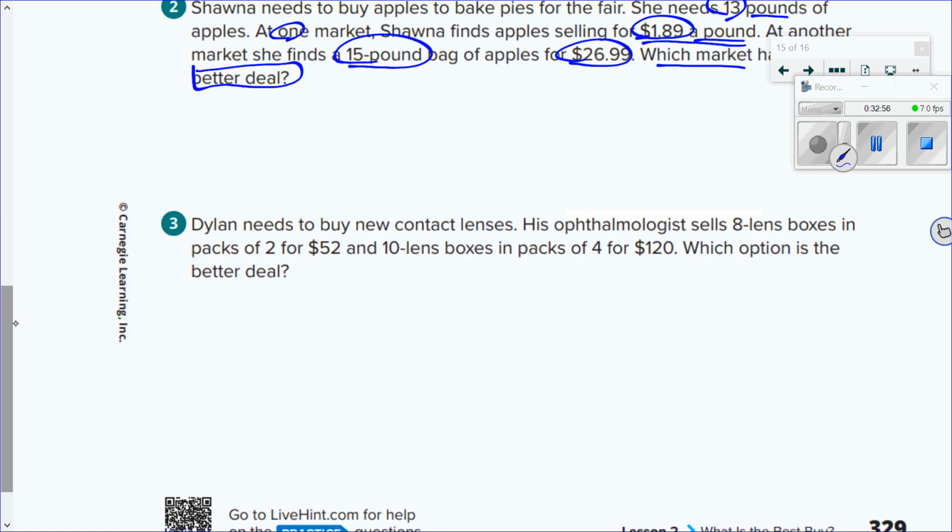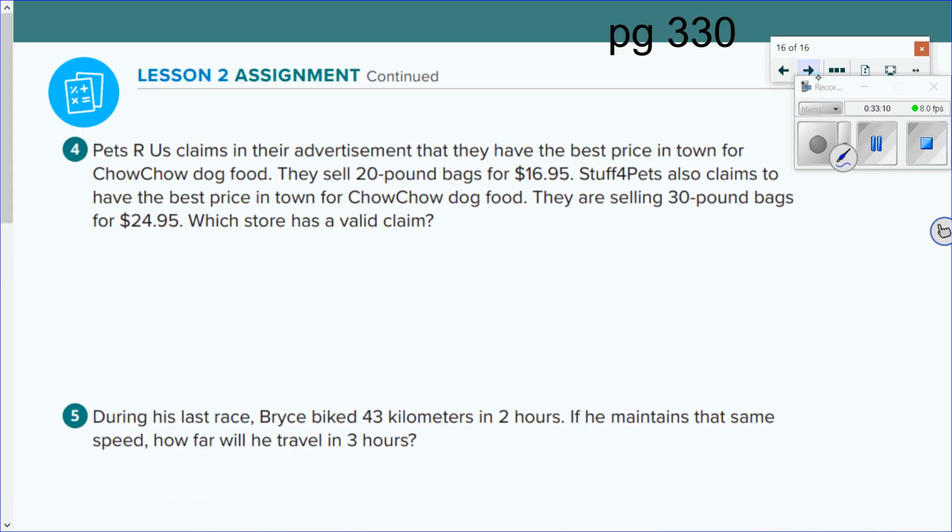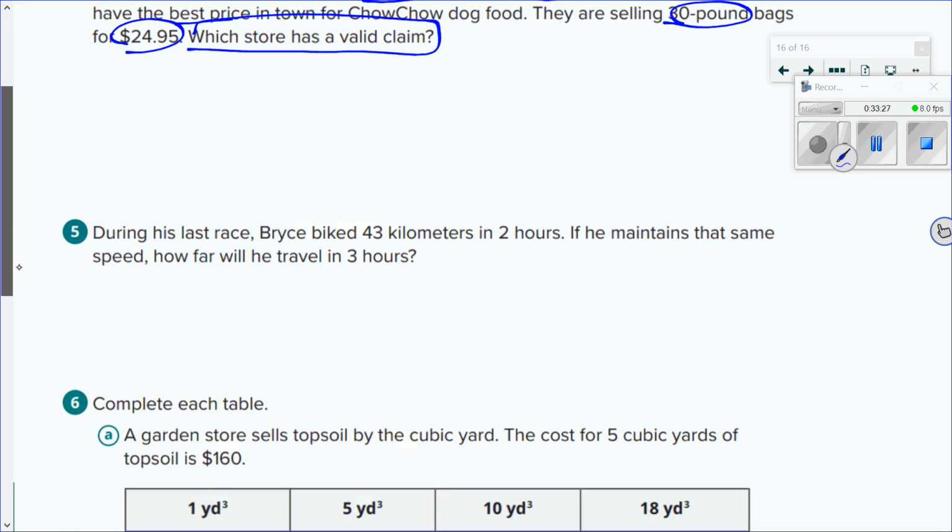Dylan, he's going to buy a new contact. You get 8 lens in packs of 2 for 52, 10 lens packs of 4 for 120. Which option's the better deal? Those you're going to have to break them down to 1. Last page of your homework. Pets R Us, they sell a 20-pound bag for $16.95. They claim to have the best price. They are selling a 30-pound bag for $24.95, which has a valid claim. So you have to figure it out and answer the question that was asked.